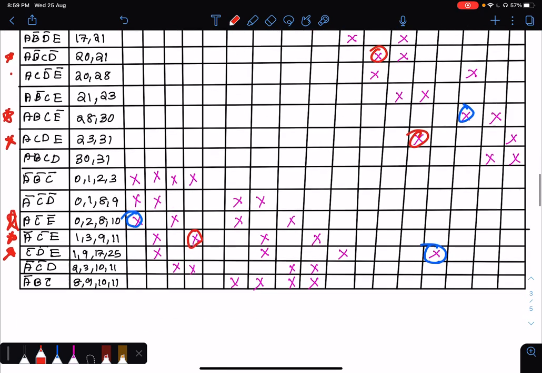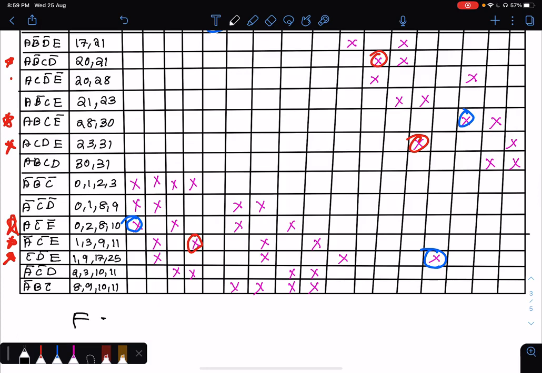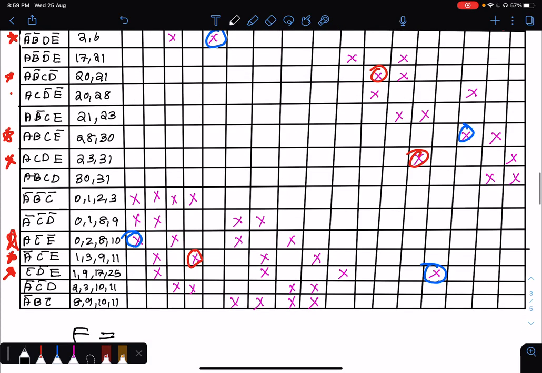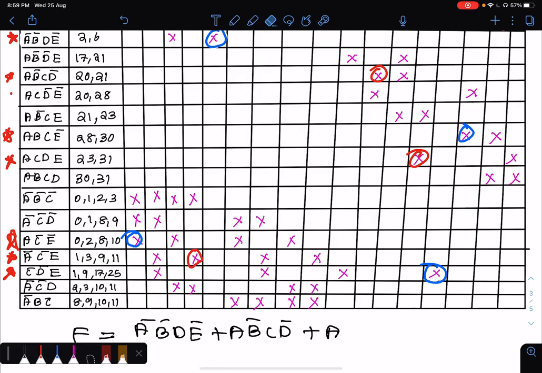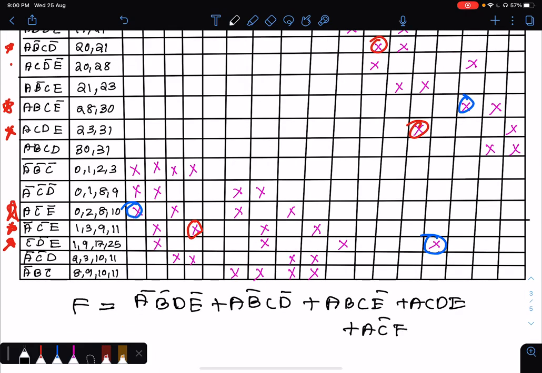This is all about it. Finally, you can write F as the sum of the essential prime implicants, that is A'B'DE' + AB'CD' + AB'CE' + ACDE + AC'E' + A'C'E + C'D'E. This is our function. I hope all this is understood.